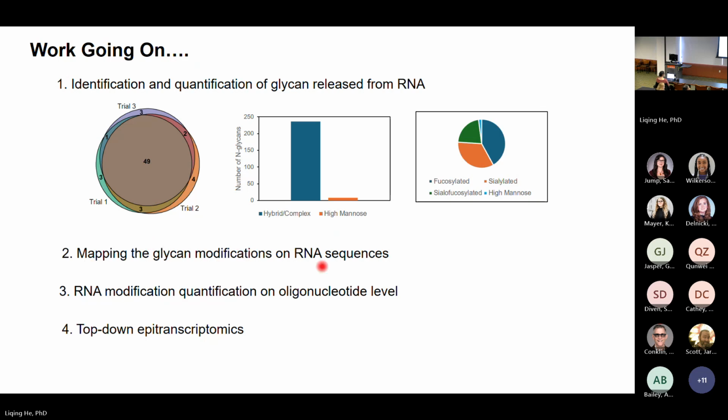We will do the modification identification and the quantification at the oligonucleotide level. And we also developed a method for RNA modification quantification at the oligonucleotide level. And for small RNAs, microRNA and tRNA, we will develop top-down epitranscriptomics. And we already have some data for this too.